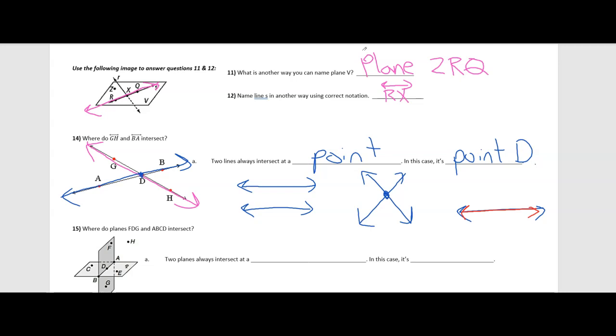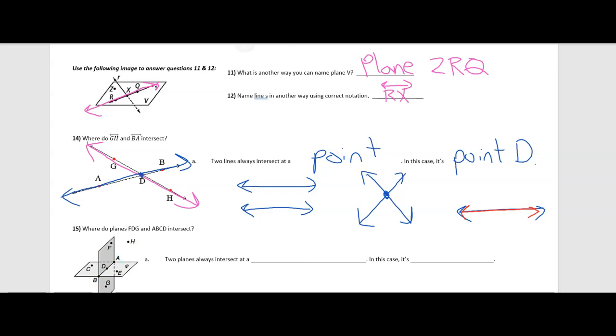All right, let's look at 15. It says, where do planes FDG and ABCD intersect? Well, if we look at these planes, the intersection is this line right here. Now I know it looks like a segment because it looks like A and B are endpoints, but we have to remember that these planes extend forever.